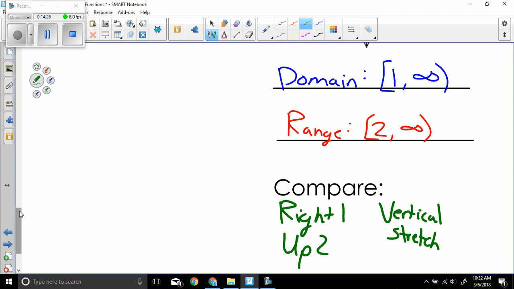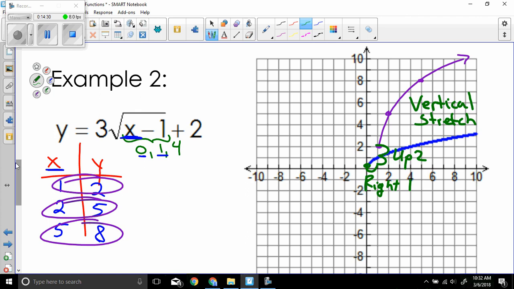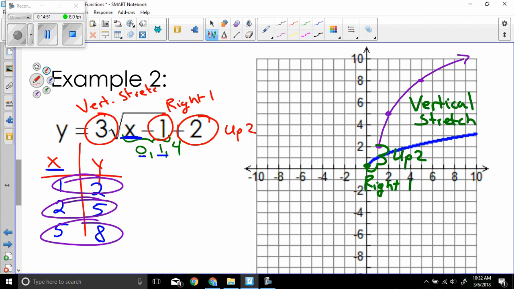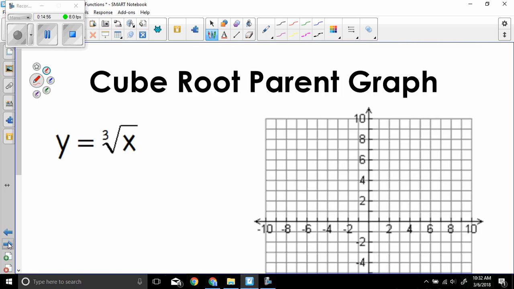Let's look up here at the original. Would anything have given that away? Well, this 1 right here means right 1. It went up 2, so maybe this plus 2 means up 2. I wonder what this 3 did. The 3 is a pretty big number. Maybe it's a vertical stretch. Let's just keep that in our minds as we progress through.